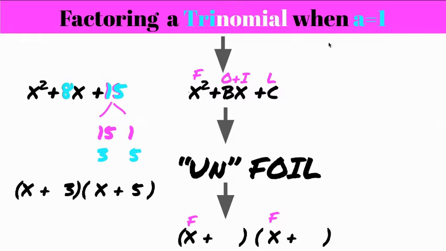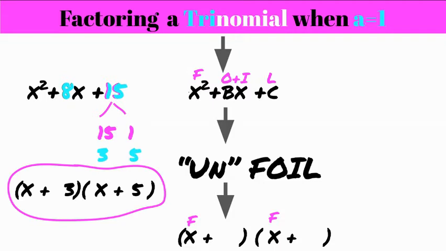We can always check this by foiling. Let's give it a try. Firsts, x times x gives us x squared. Outsides, plus 5x. Insides, plus 3x. And those add up to 8x. And lasts, we have 3 times 5, which is positive 15. So when we unfoiled it, we could check it by foiling.